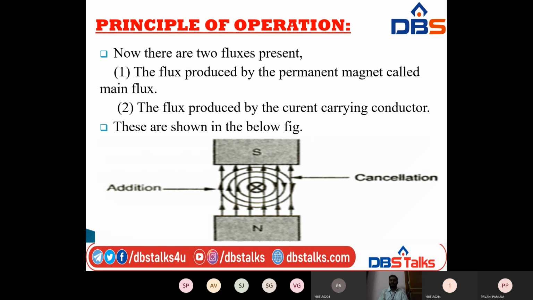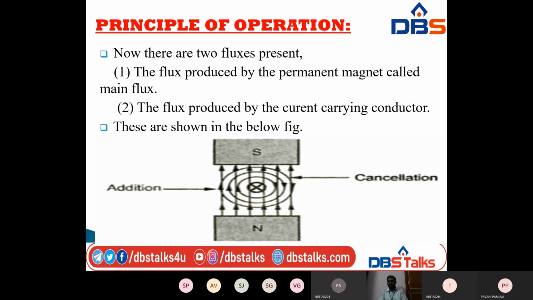Okay, next. Now there are two fluxes present. That is the flux produced by the permanent magnet, which is called the main flux. It is not shown in the diagram. And the flux produced by the current carrying conductor is already shown in the diagram. These are shown in the figure below.